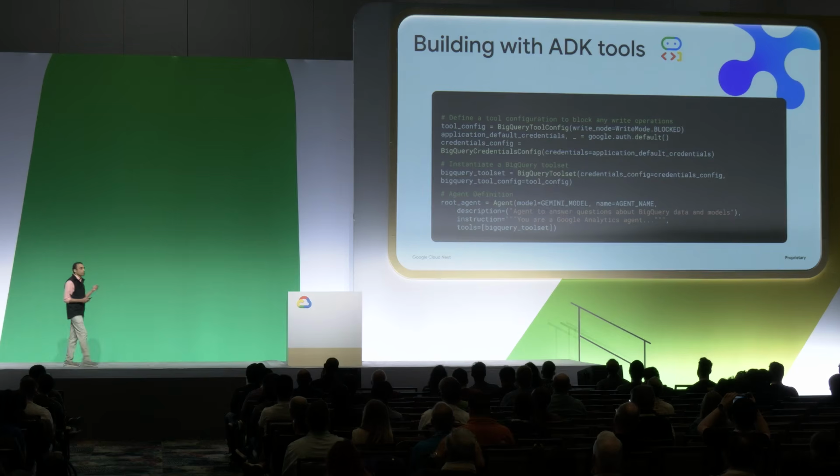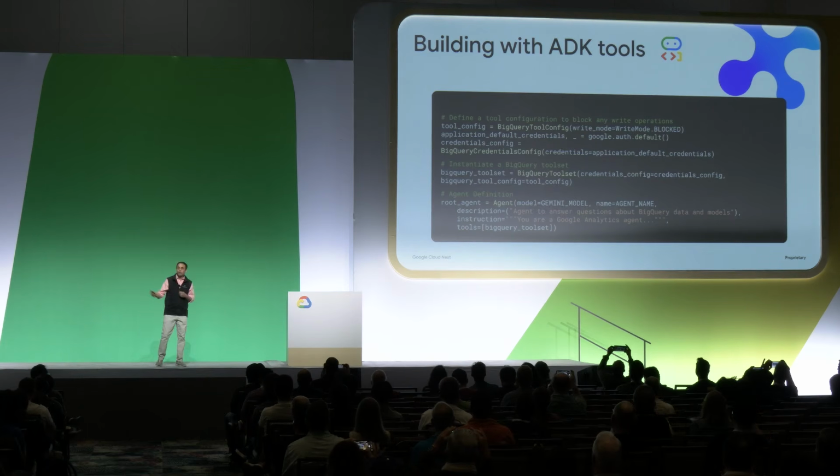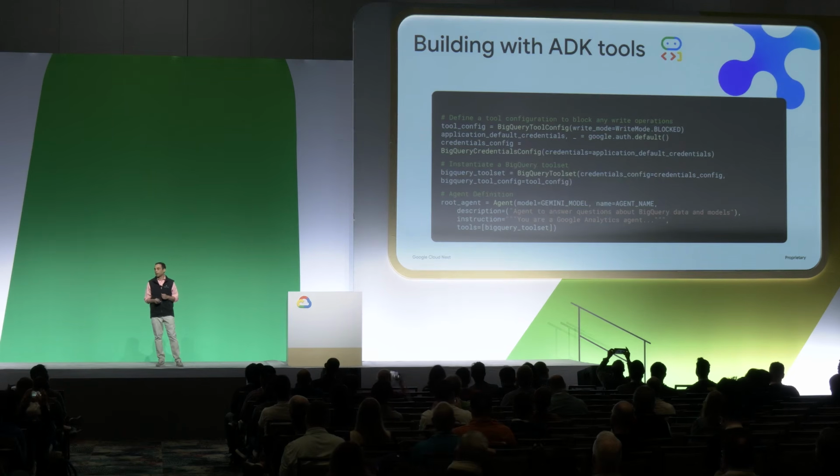Here's an example where I've built a data agent in less than 10 lines of code. I'm utilizing a special write mode called blocked, so I don't want any modifications to my data. I'm utilizing application default credentials. You can use OAuth or many other methods. And just like that, within 10 lines of code, you have your first data agent ready. Nothing to install, nothing to configure.